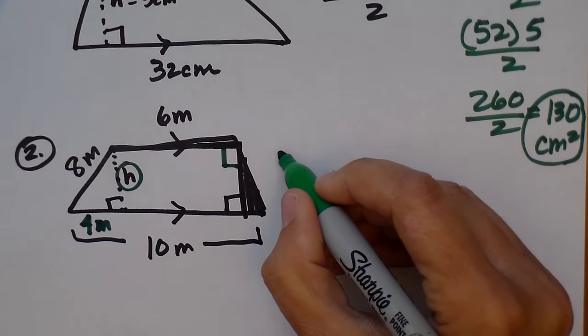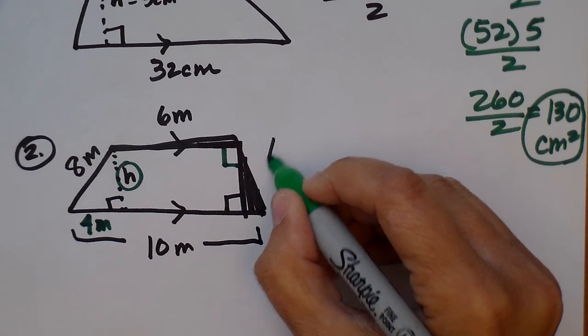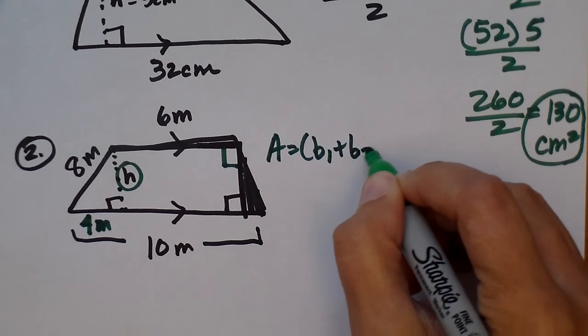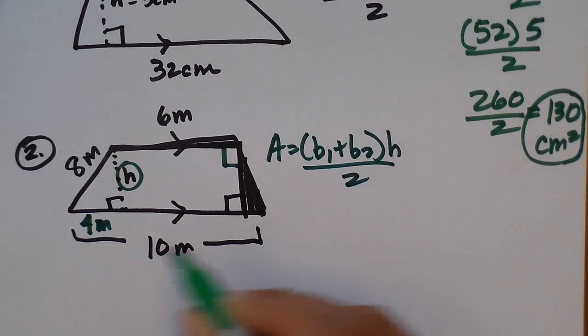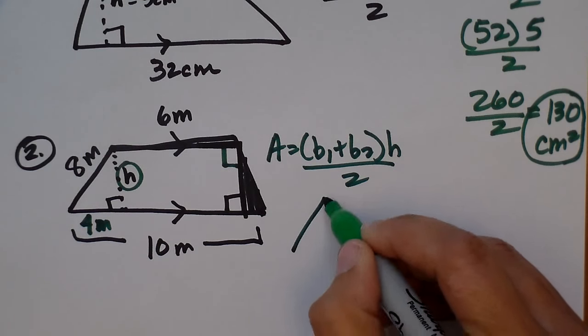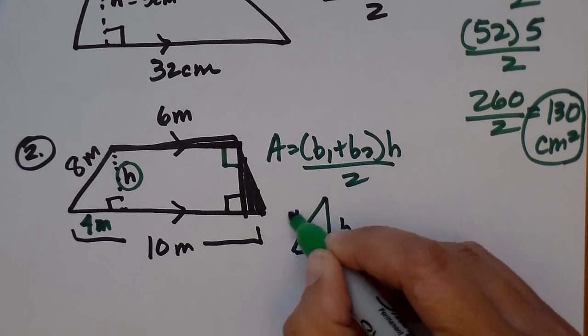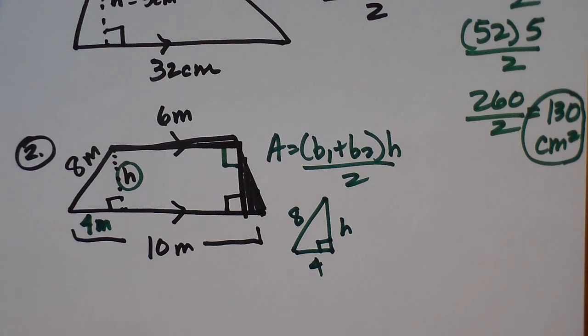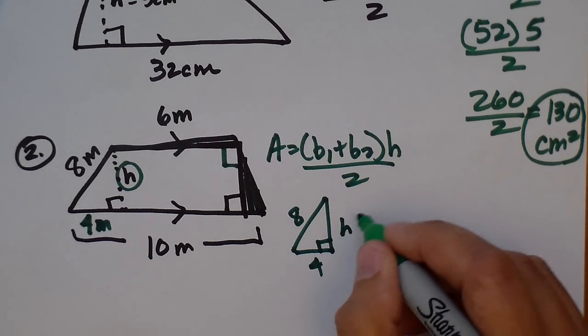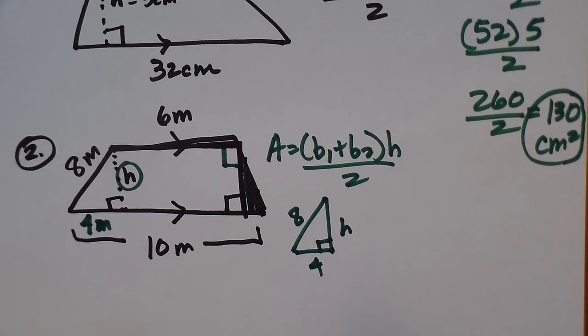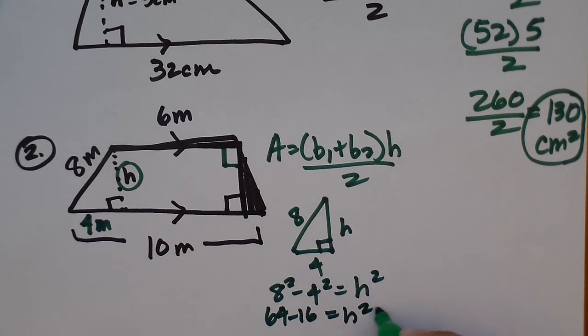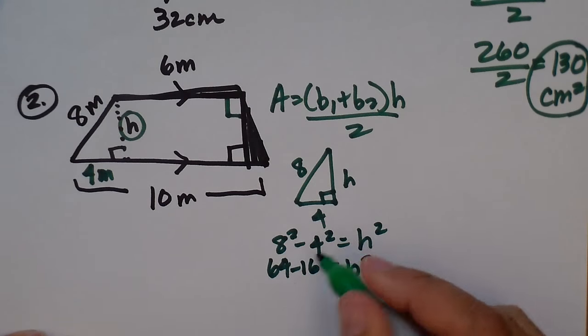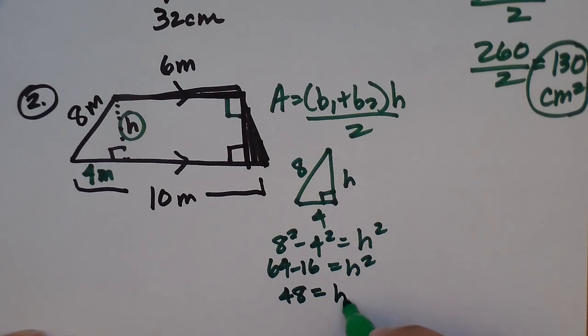Okay? So remember the area is base 1 plus base 2 times height divided by 2. But I want to do the Pythagorean theorem. I'm going to pull this triangle out. That's my height I'm looking for. That's 8. That's 4. Okay. So this is actually a 30, 60, 90 triangle if you look at it carefully, but you may not know that. So we're going to actually do 8 squared minus 4 squared equals h squared. So 64 minus 16 equals h squared. So 48 equals h squared.